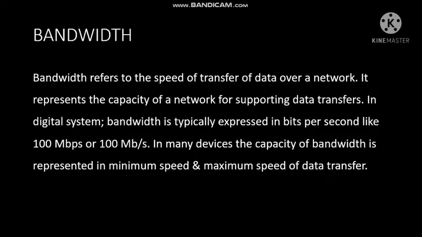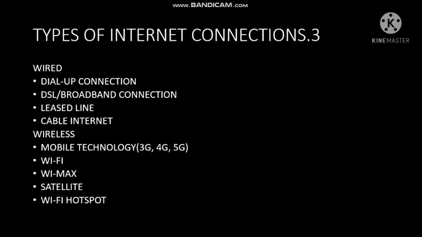It represents the capacity of a network for supporting data transfers. In digital systems, bandwidth is typically expressed in bits per second, like 100 Mbps, or the same can be written as 100 MB/s. In many devices, the capacity of bandwidth is represented in minimum speed and maximum speed of data transfer. As I told, the downloading speed and uploading speed, in the same way it will show you the minimum speed and maximum speed of data transfer.